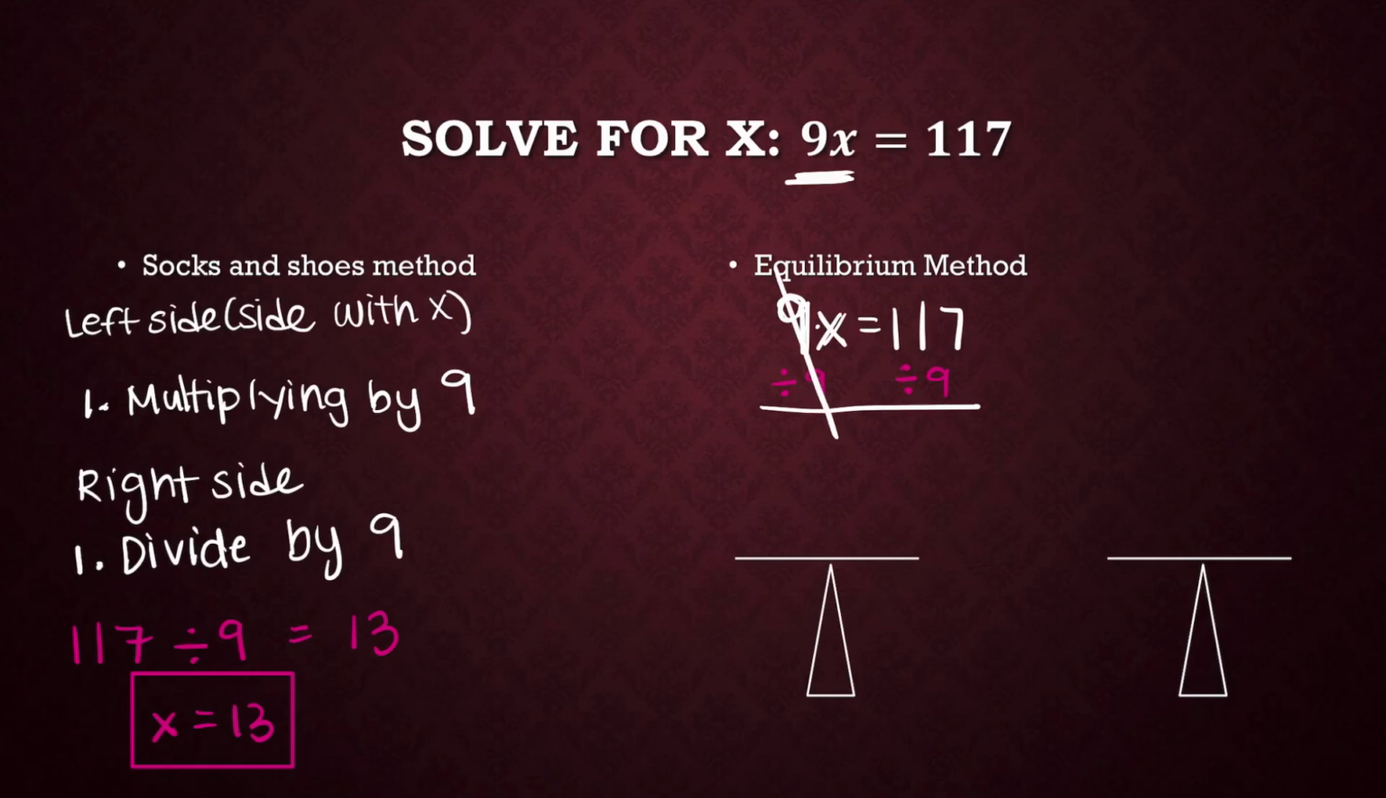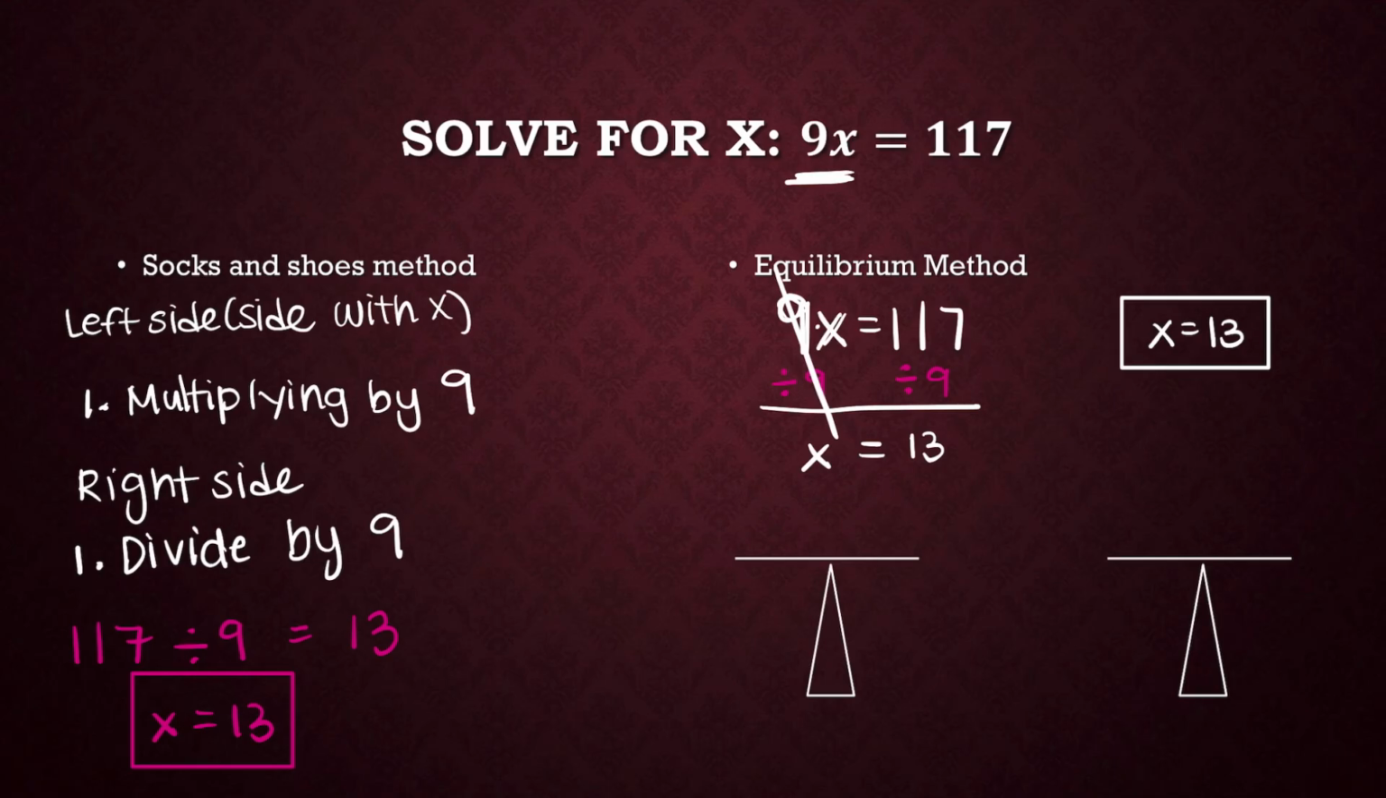So what that does is it gets rid of the 9, because 9 divided by 9 is 1, that they canceled each other out. But since I did it on the left side, I need to do it on the right side too. And 117 divided by 9 is 13, and there's my answer, x equals 13.